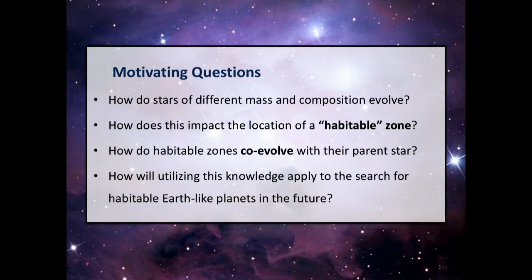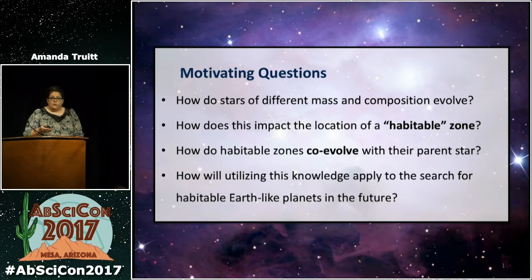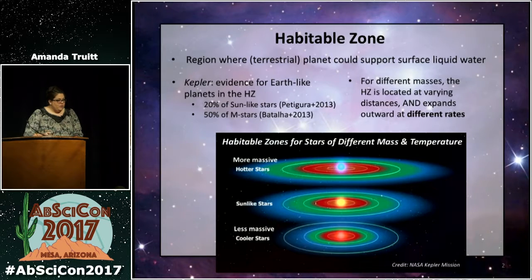Some motivating questions for this talk are: how do stars of different mass and composition evolve? How does this impact the location of a habitable zone around a star? How does the habitable zone co-evolve with the star over time? And how will utilizing this knowledge apply in the continued search for potentially habitable Earth-like planets in the future?